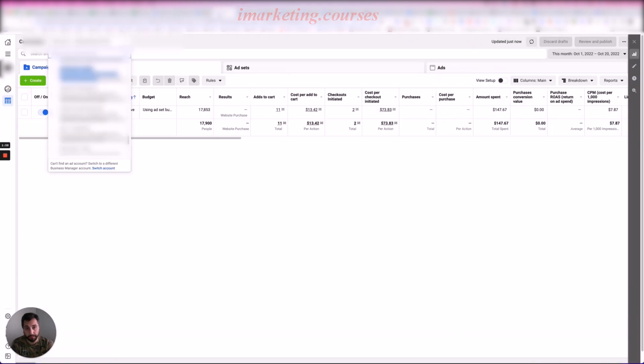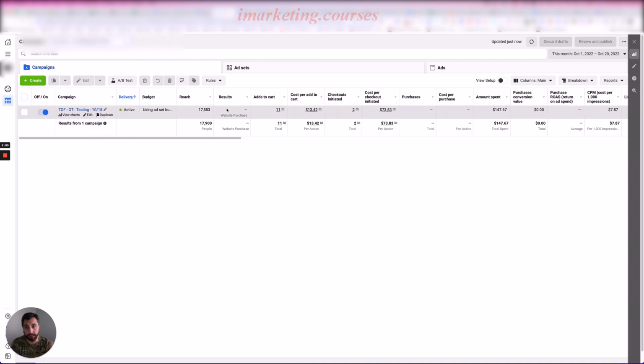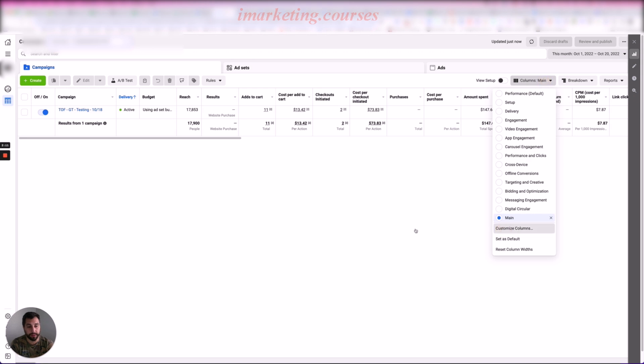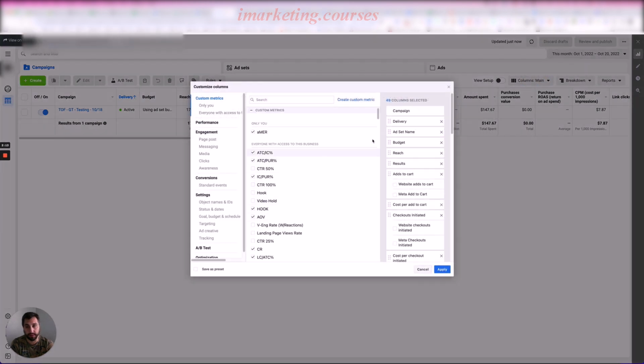Okay, so now that we've done that, let's go through and I want to explain what these are and why I set them up the way I do, so you have a better idea. So first I have delivery. All right, let me just go into the customized columns so you can see it, okay? So at the campaign level, it's campaign, which is always there, right? Then I have delivery, I have ad set name, I have budget, I have result reach, then results.